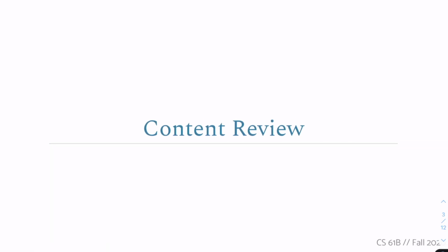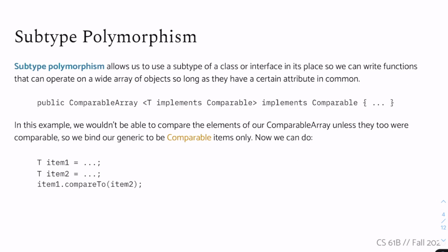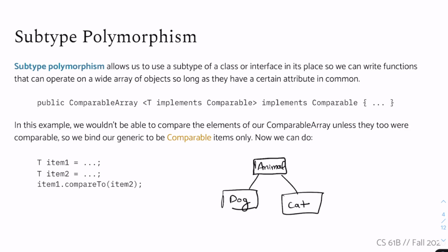Time for some content review. The first thing we're going to talk about is subtype polymorphism. It sounds like a really fancy word, but really we're just talking about something that you already know and giving it a name. Subtype polymorphism is the name for the fact that, if we have an animal class that's subtyped as dog, maybe cat, a function that takes an animal can also take in a dog or a cat.